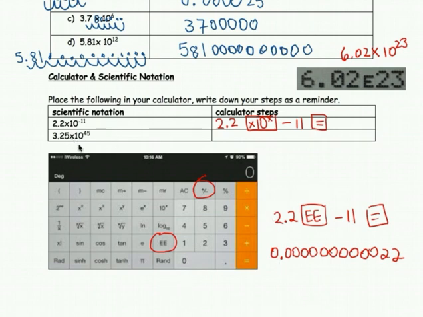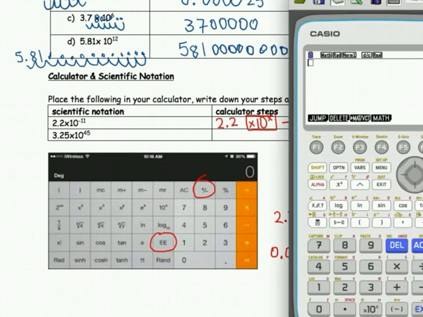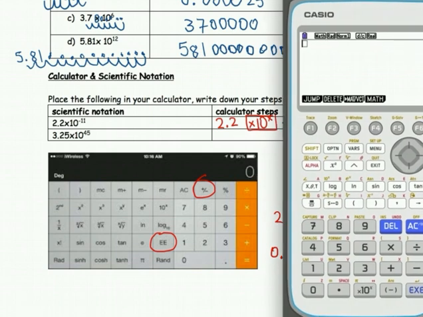But then just jot down these notes saying this is how I would do it if it's the iPhone, but if it's your scientific calculator, like the one I had here, I used this button right here. That's the exponent button, okay?